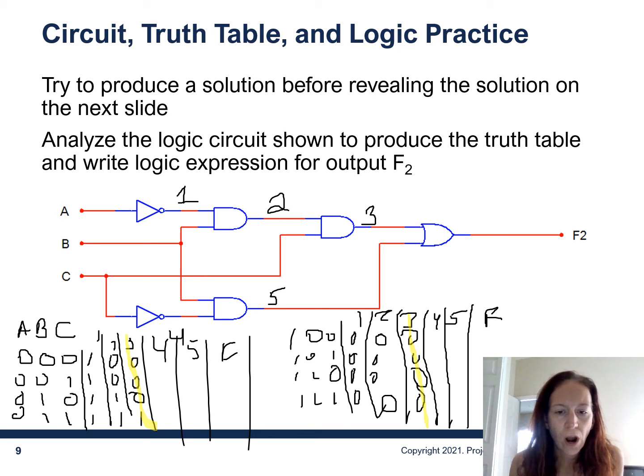Now let's look at 4. 4 is the inversion of C.